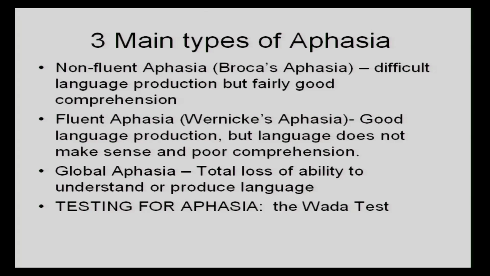So based on these first initial studies in the mid part of the 1800s, we've come up with 3 main types of aphasia that we know exists, again, from this common effect of aphasias developing from strokes. The first is called non-fluent aphasia, or Broca's aphasia. Difficulty with language production, but fairly good comprehension. The second is fluent aphasia, Wernicke's aphasia.